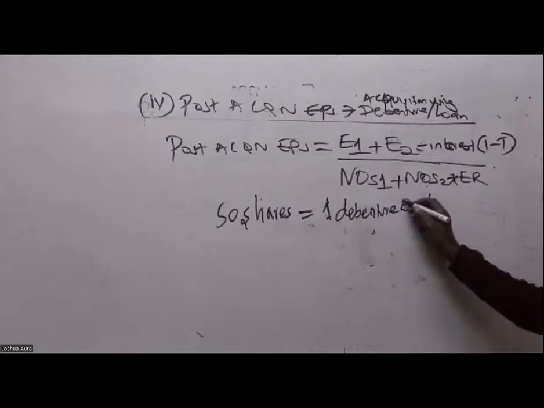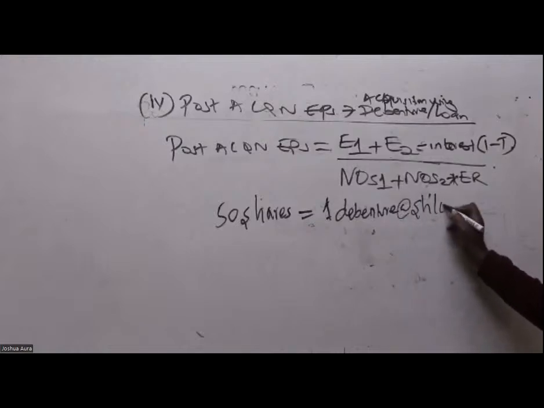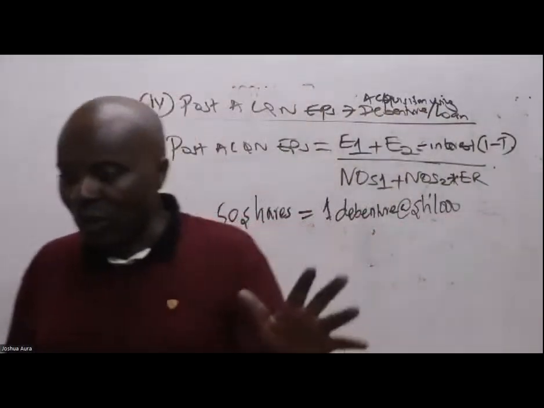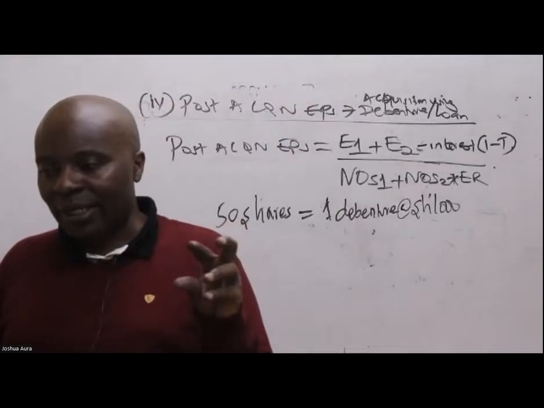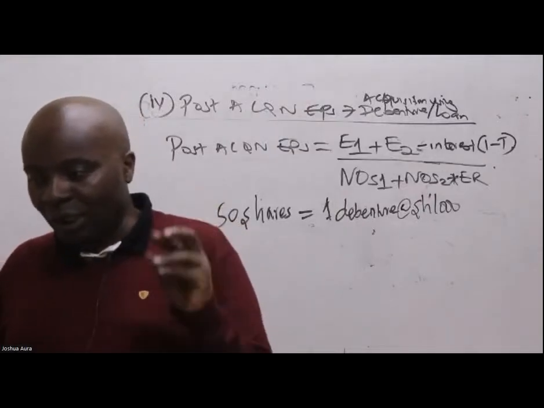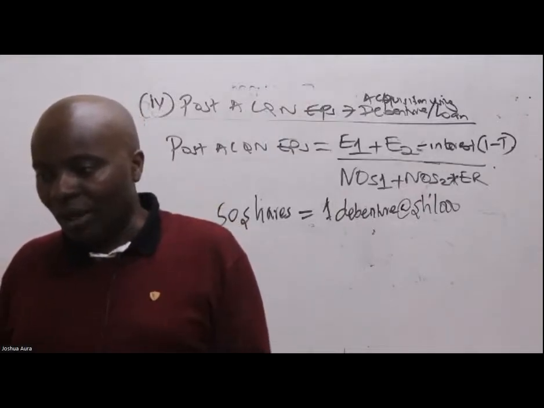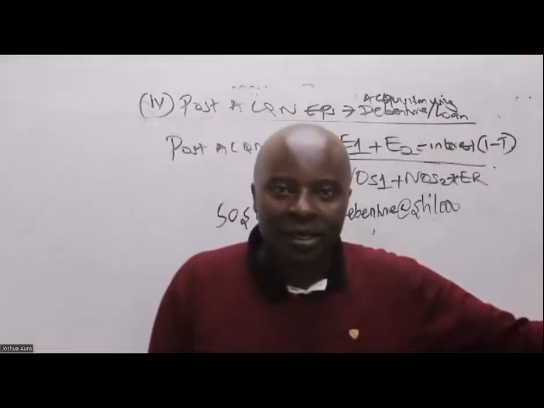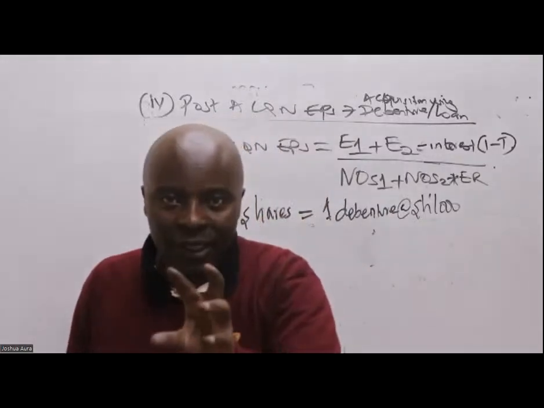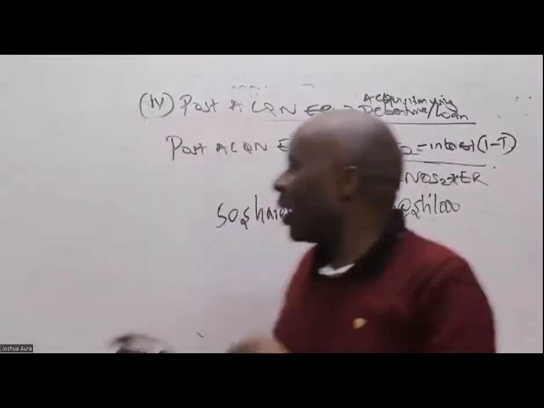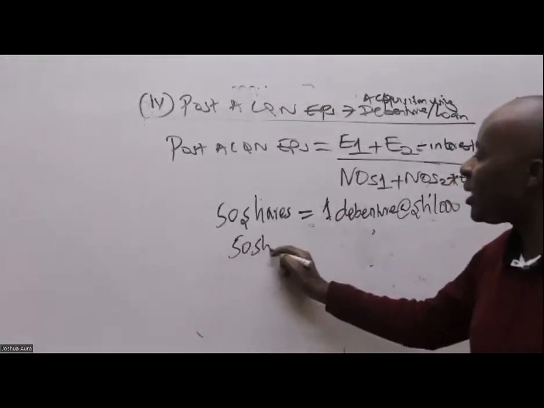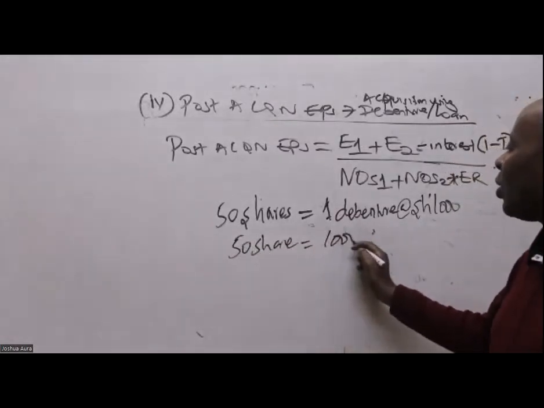And each debenture is worth how much? Each loan instrument is worth how much? Are we together there? I don't think we are together, and we're almost finishing 1,000. They will give us 50 shares, and in its equivalent we shall give them one debenture. So this is the same as saying for 50 shares, we shall give them a loan of 1,000.